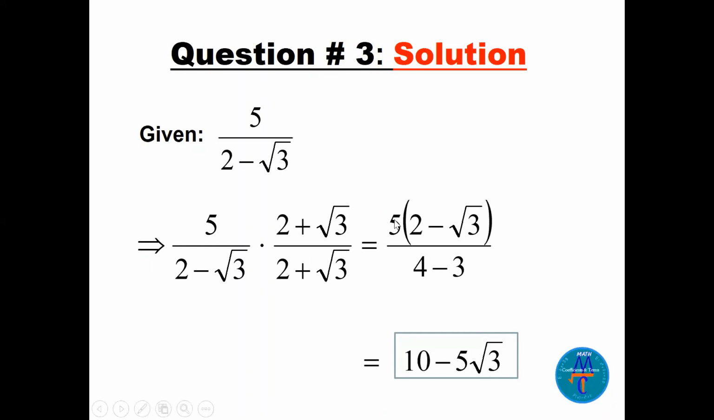Now here, 5 times this, just distribute. 5 times 2 is 10, minus 5 square root of 3. That's the answer. See now this one here, no radicals in the denominator.